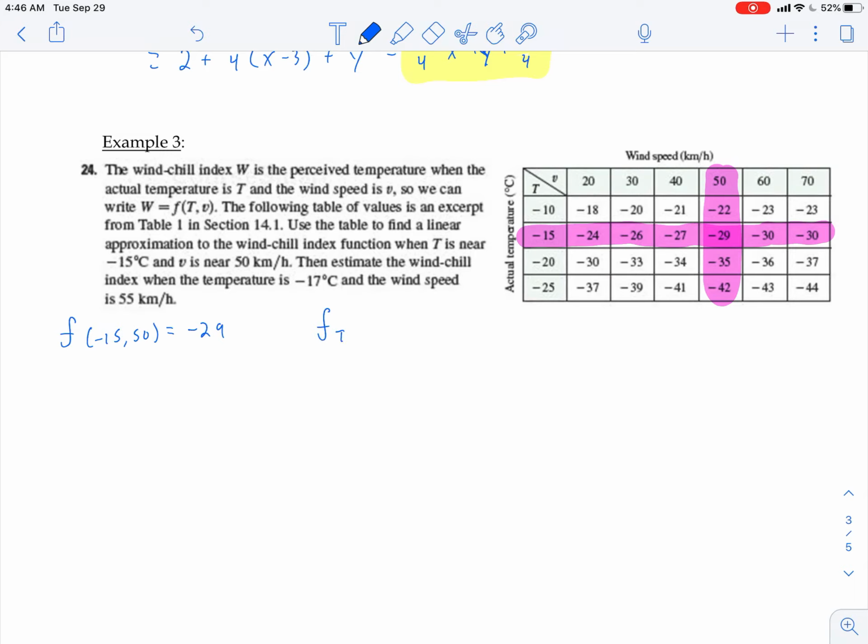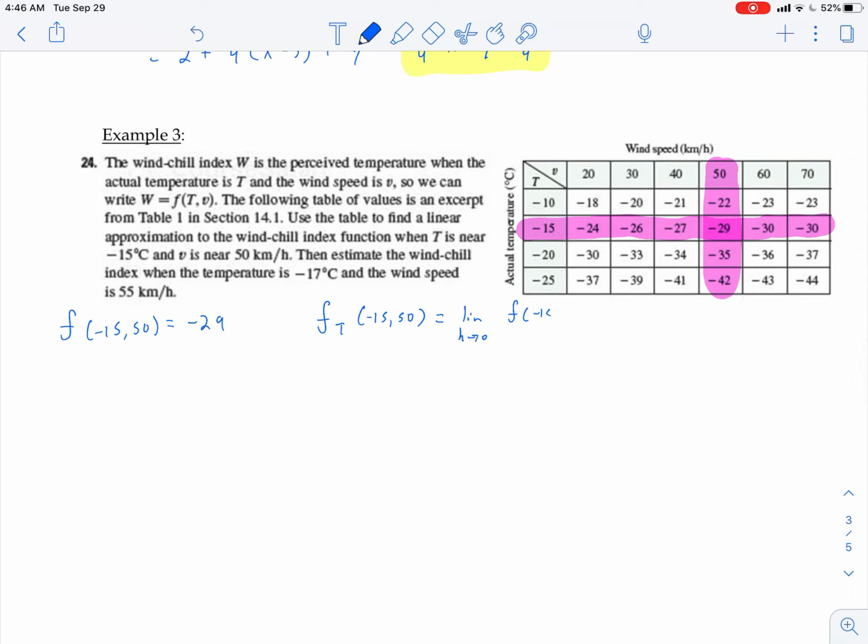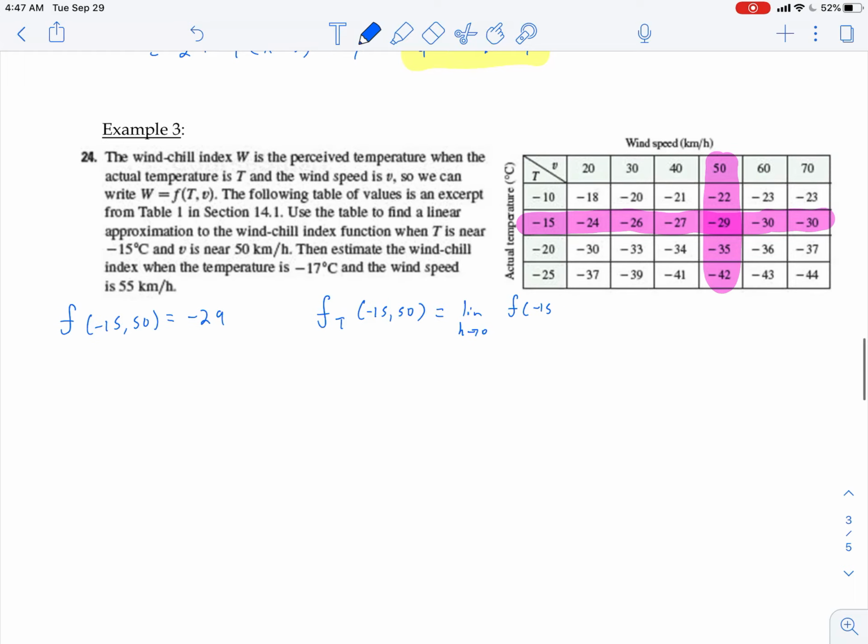Now to estimate our T, it's like taking the partial derivative with respect to T at (negative 15, 50), all right? And then we're going to do the same thing for velocity at our point (negative 15, 50). And we follow the same procedure we did in 14.3. So what we'll have is the limit as h approaches 0 of f of negative 15 plus h. Let me write that a little bit better. Negative 15 plus h.